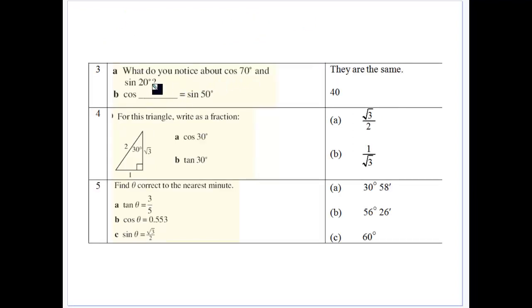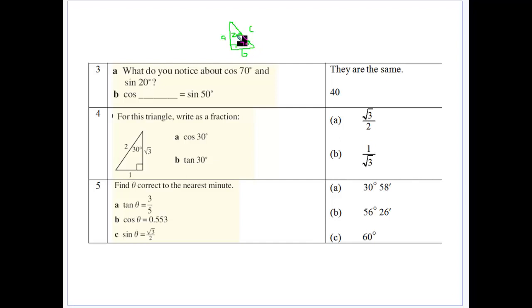Cos 70 degrees and sine 20 degrees. Hopefully if you put them into the calculator, you realise they're the same. But also if you look here, we've got 70 degrees there and 20 degrees there, with sides A, B and C. Cos of 70 would be B on C, which is the adjacent on the hypotenuse, and sine of 20 would be the opposite, which is B. So what's the adjacent for 70 is the opposite for 20.